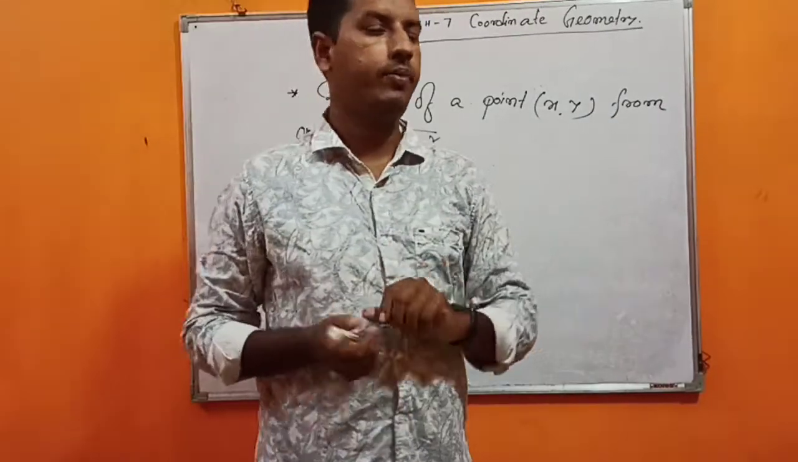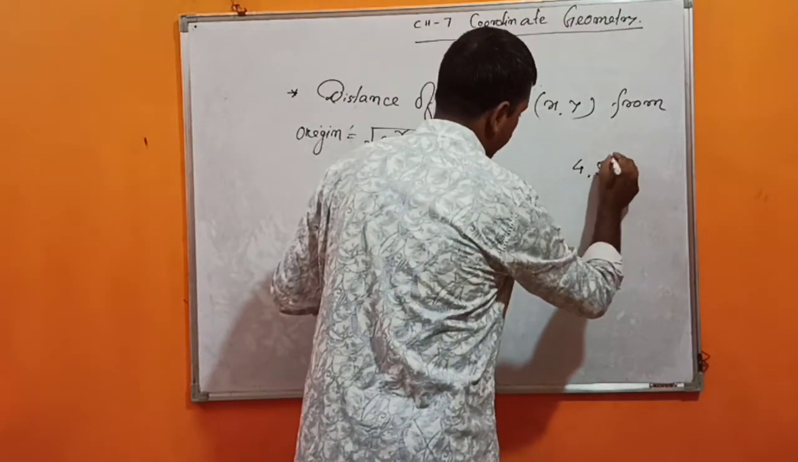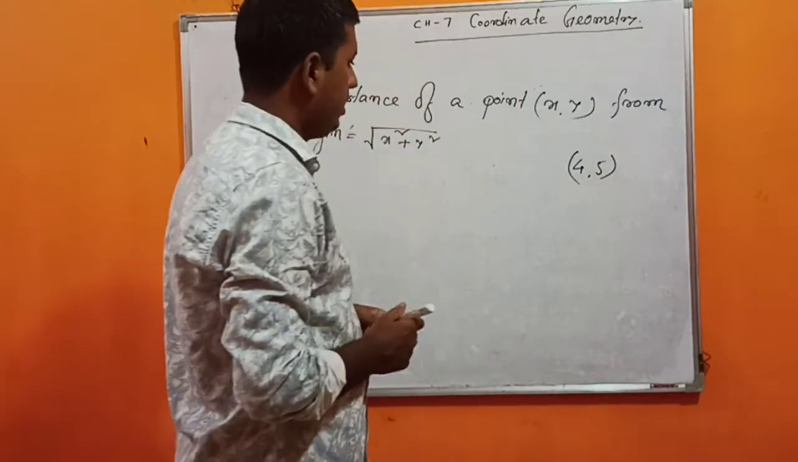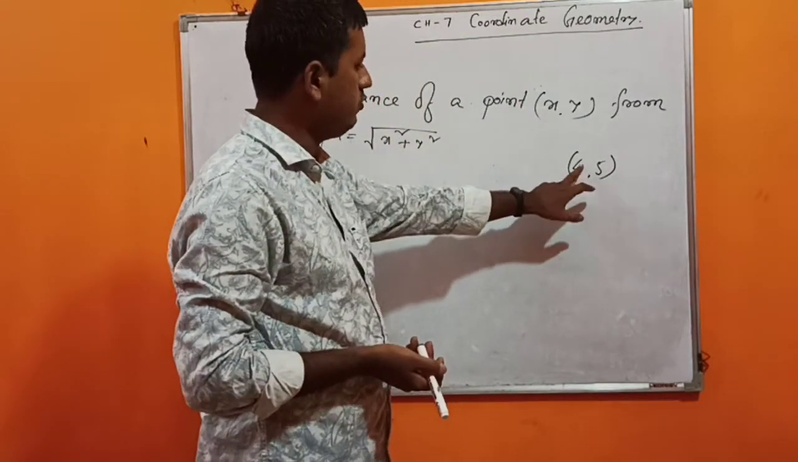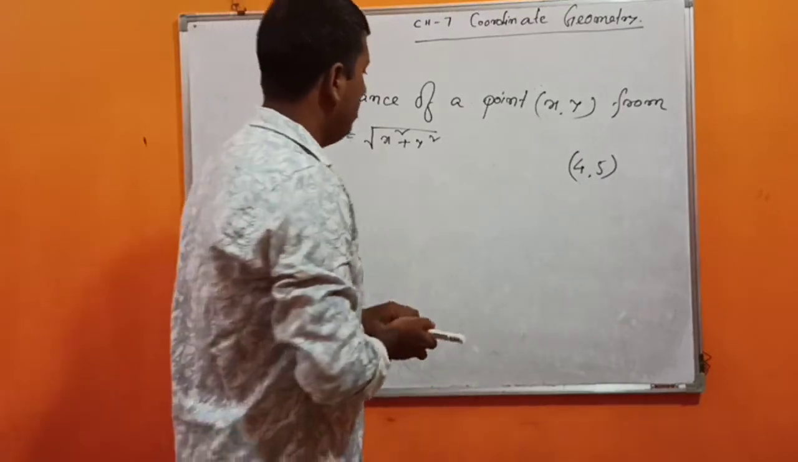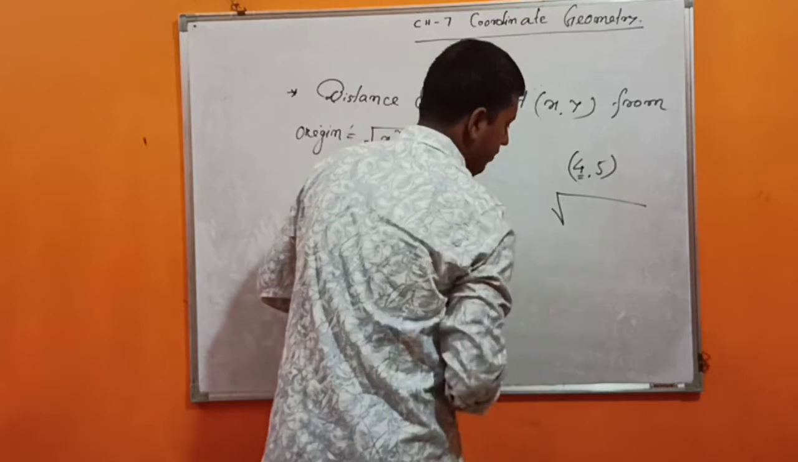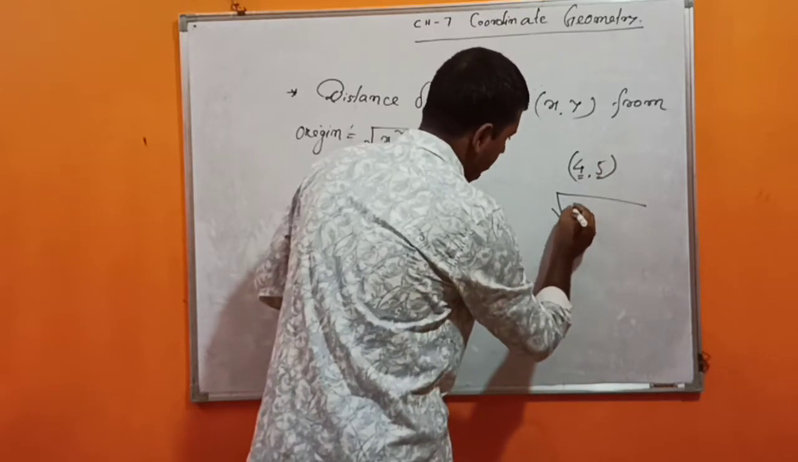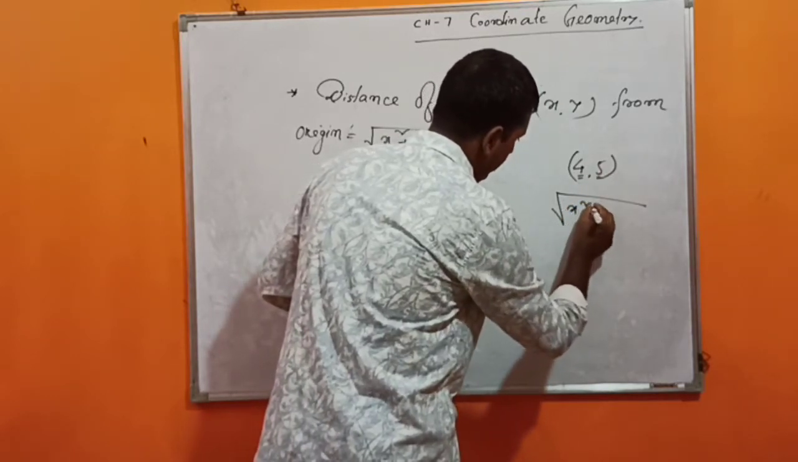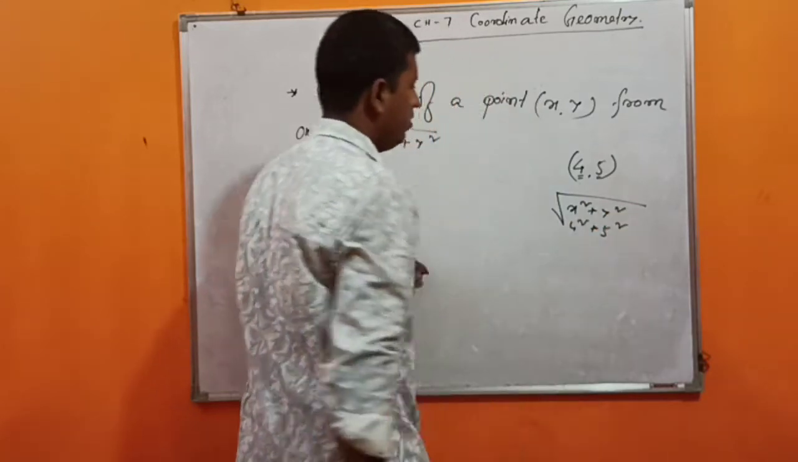So what does it mean? If the coordinate of a point is given as 4, 5, what will be the distance of that point from the origin? If we compare this with root over x square plus y square, here the value of x is 4 and the value of y is 5, so x square plus y square means 4 square plus 5 square. Okay.